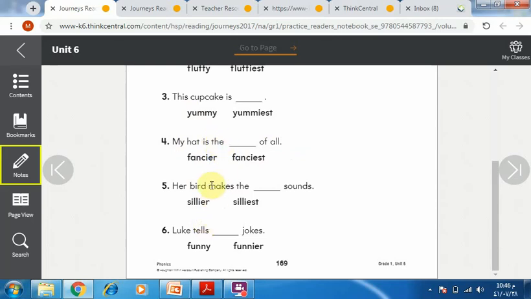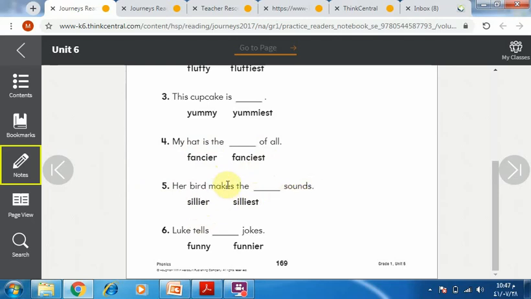So, what do you think? Fancier or fanciest? 3 letters or 2 letters, ER or EST? Yes, since I'm comparing 3 or more, I'll be choosing 3 letters here, this one. Fanciest. Number 5. Her bird makes the sillier or the silliest sounds.